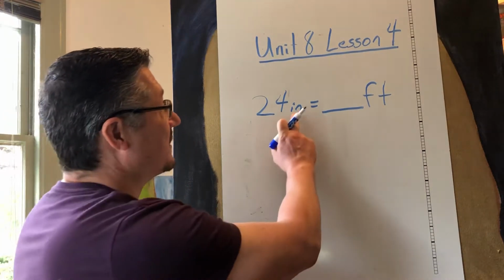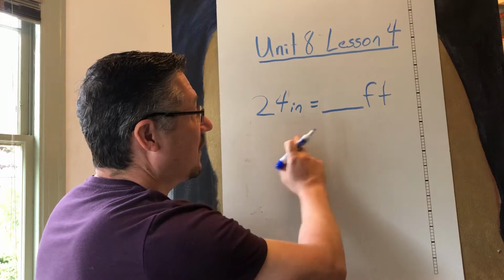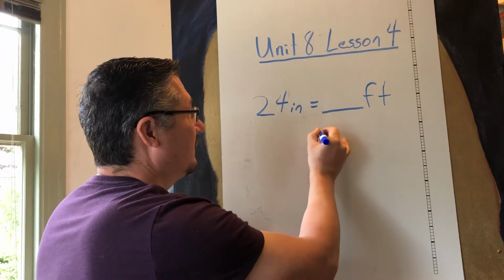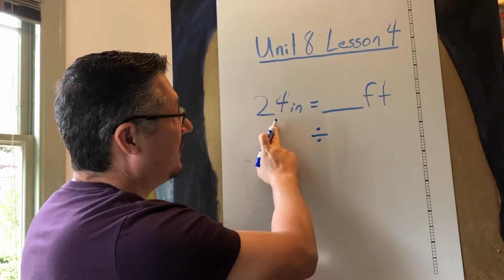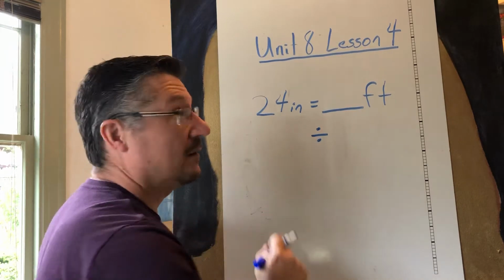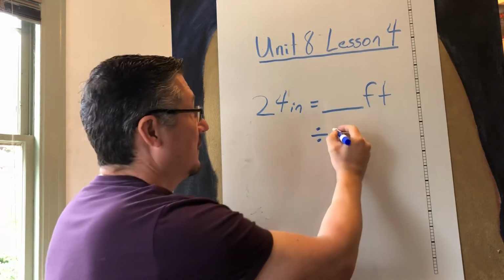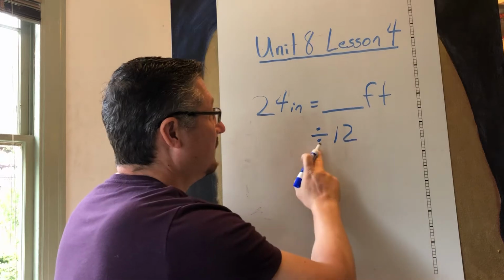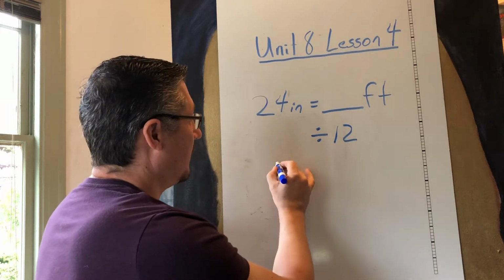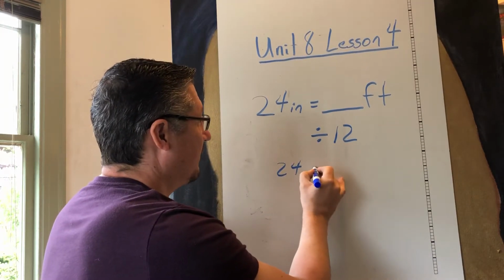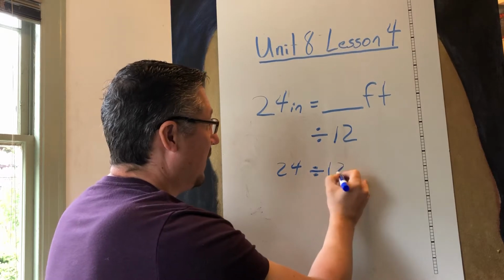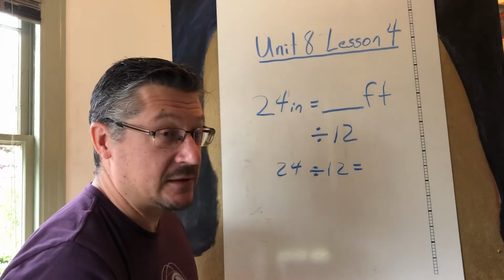So I'm going from a small unit to a large unit. So I am going to divide. I'm going to divide 24 by how many inches are in a foot? 12. So I'm going to divide 24 by 12. Do we do this in our head?